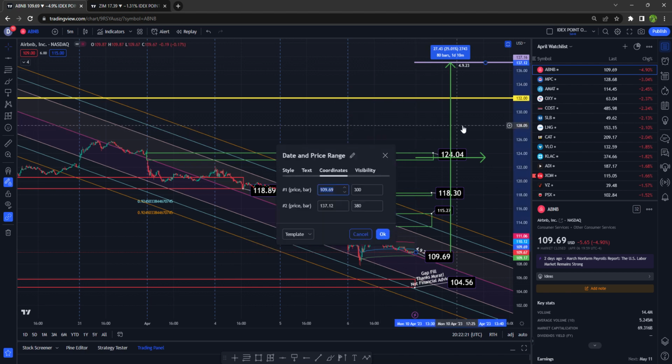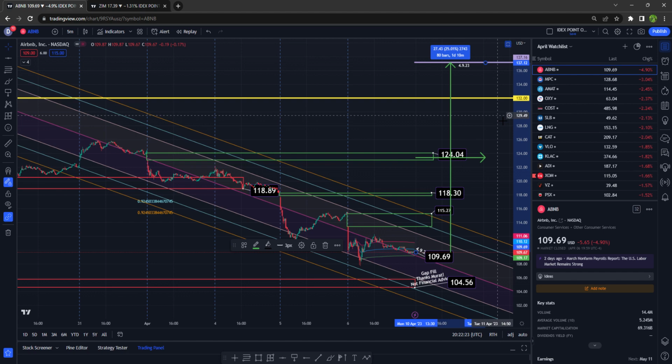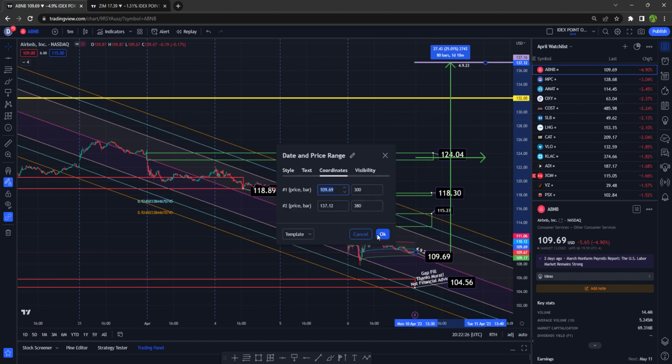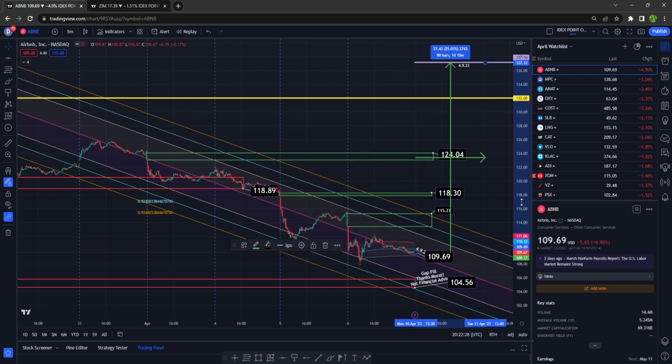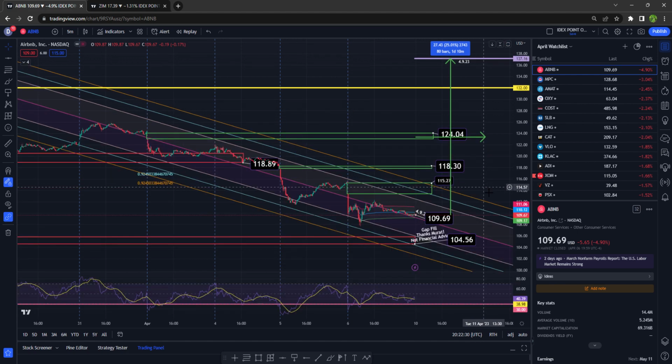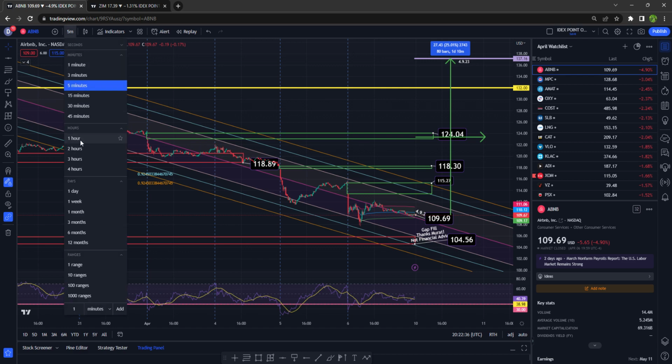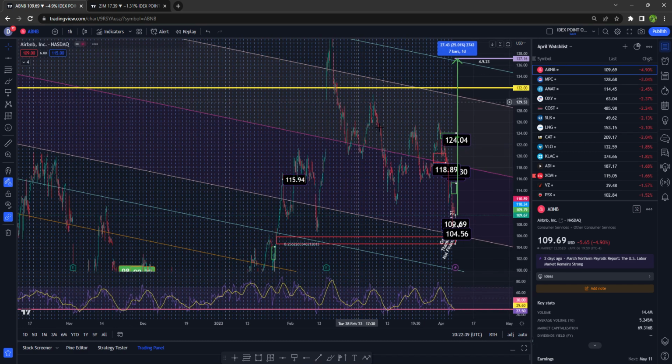Let me show you the RSI. Oops. Nope. I want to cancel that. There we go. That is at 40. Now let me show you what this looks like on the 1-hour time frame.